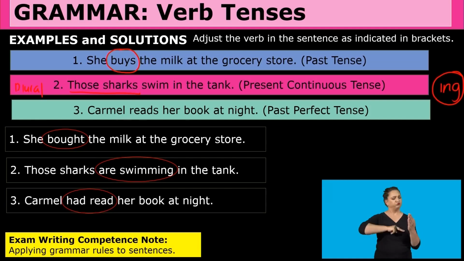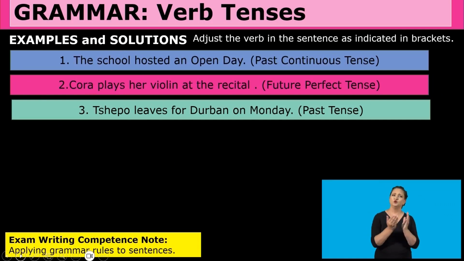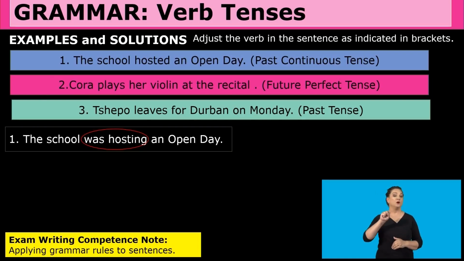Carmel reads her book at night, in the past perfect tense. Remember there's our had to indicate that it is in the perfect tense. So you need to apply your rules, grade 12s. When we move on, the school hosted an open day, in the past continuous tense. Let's see our response. Was hosting. Remember, the school is singular, so we need was. For the continuous tense, we need the ing ending, which is indicated there.